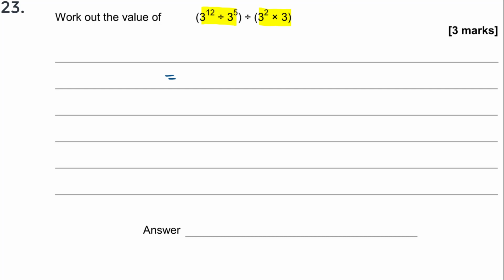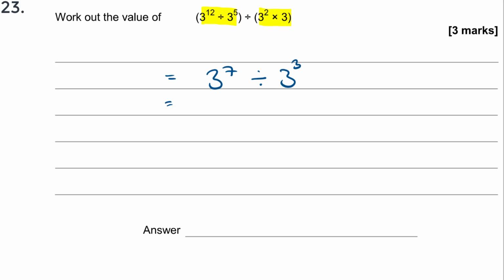So inside the brackets, 3 to the power 12 divided by 3 to the power 5. I've got two numbers with the same base that I'm dividing, so I subtract the indices. 12 subtract 5 is 7. So that's 3 to the power 7 divided by the second bracket, 3 squared times 3. Two numbers with the same base that I'm multiplying, so I add the indices. 3 to the 2 times 3 to the 1 is 3 to the 2 plus 1. It's 3 to the 3.